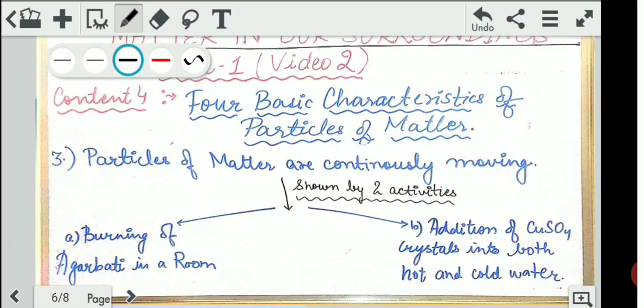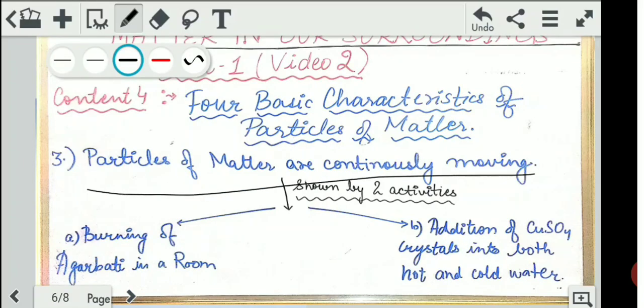Now coming to the third property: particles of matter are continuously moving. Please let me tell you that the first two were very easy, and even the last property is very easy. This third property is a bit lengthy, and you need to put your full focus over here. So, particles of matter are continuously moving.